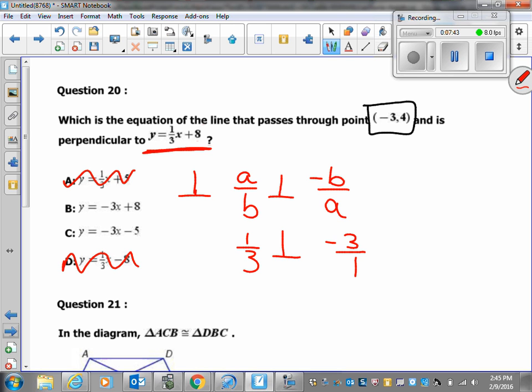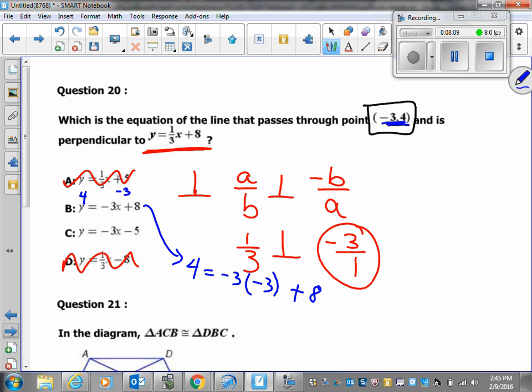In this case, you have two options of doing it. One is, you know the slope is going to be -3, and it needs to go through this point. So you can test B. The Y coordinate for this is 4, the X coordinate is -3. When you plug this in, it needs to be equal. So I'm going to say 4 equals -3 times -3 plus 8. If this equation holds, then we pick B. If not, then we have to try C.